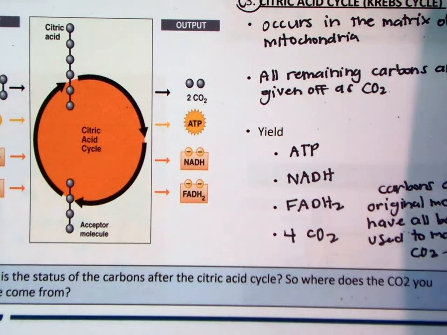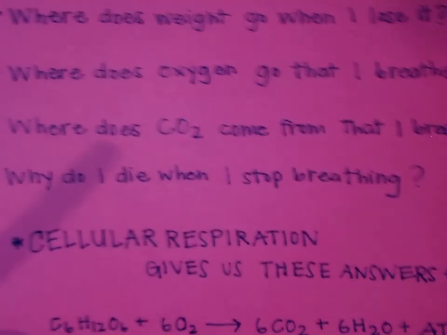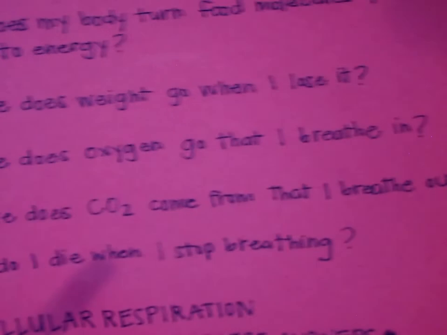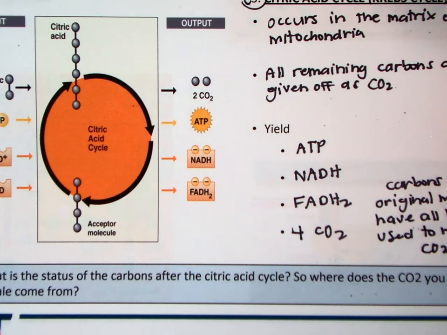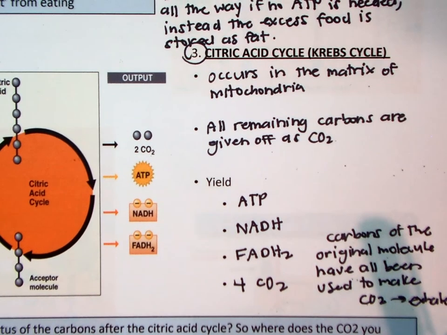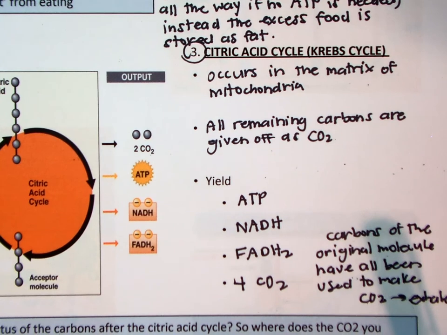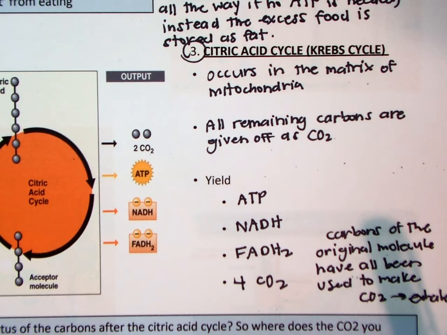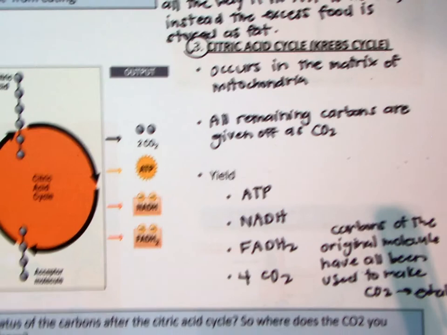So that answers another one of our questions. Where does weight go when I lose it? You exhale it. You breathe it out. Isn't that crazy? So it's the carbons in your CO2 that you're breathing out that came from the carbs or the triglycerides in your body. Pretty wild.